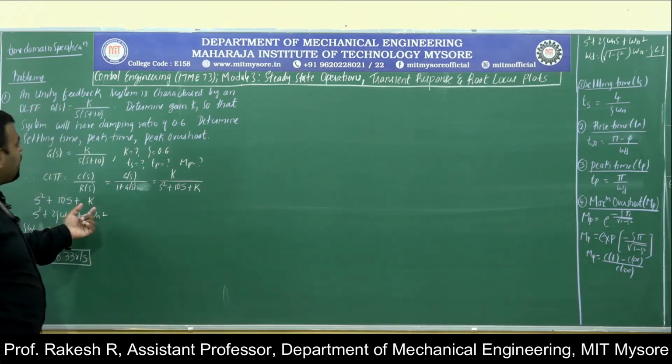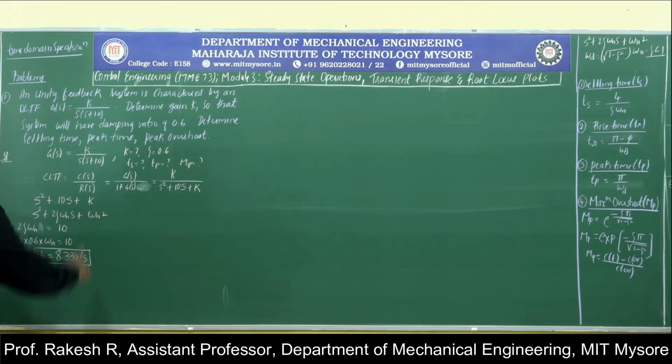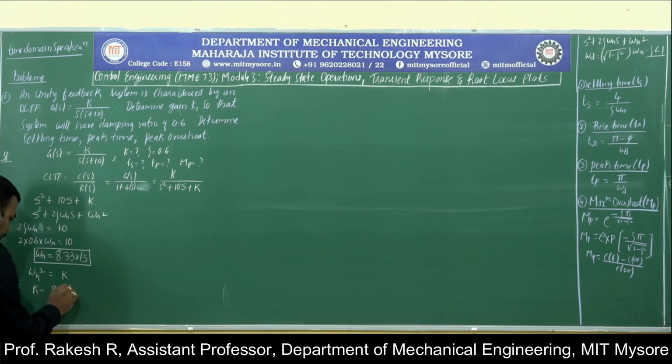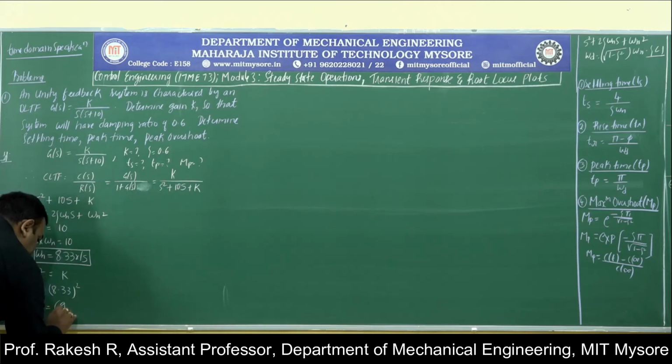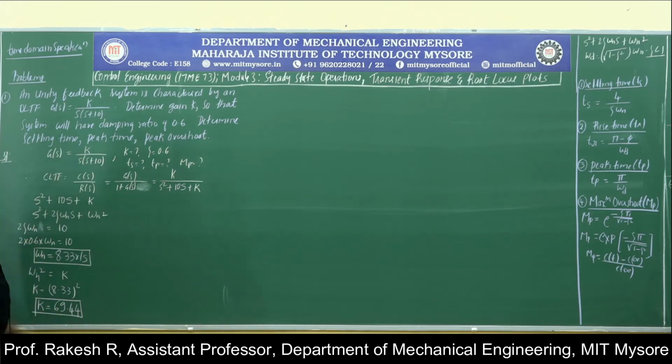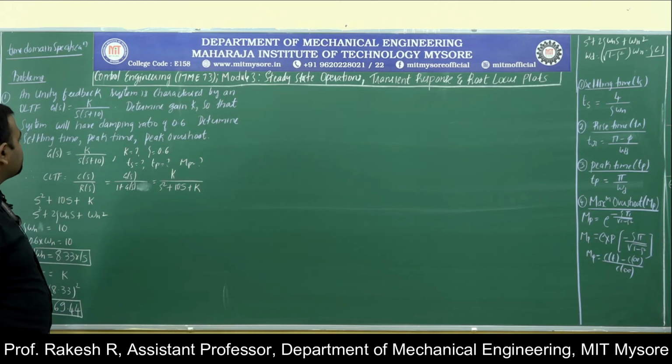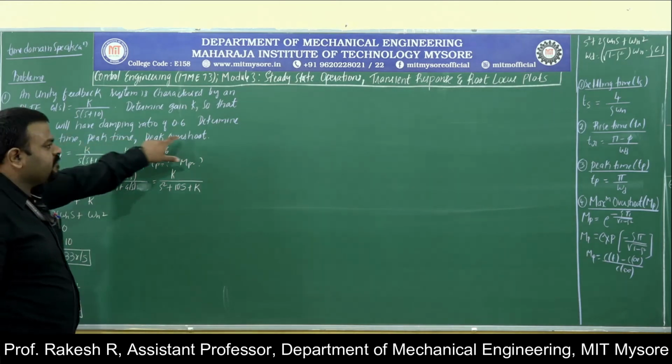Then we need to calculate the value of gain also. I will equate omega n square is equal to K, or K is equal to omega n square. Therefore, K is equal to 8.33 whole square. What is the value of this? If you make a square, you will get around 69.44. So first value you have determined.